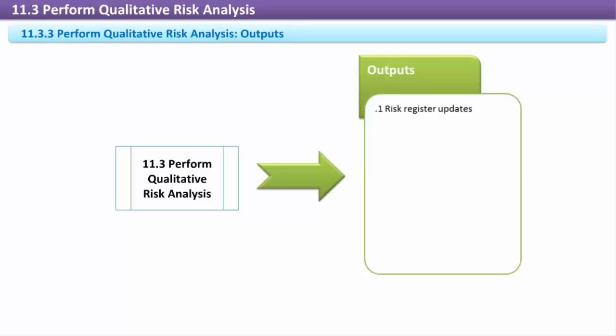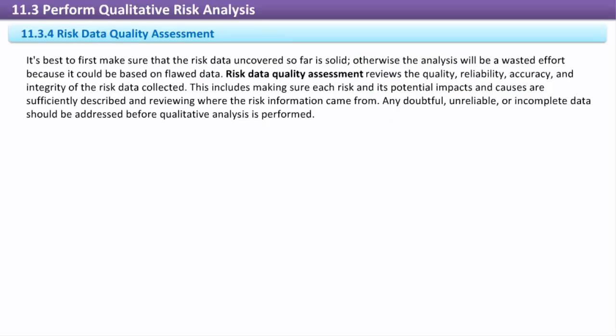The risk register is a comprehensive list of all threats and opportunities the project faces. It also contains supplementary data about each risk, including its impact, probability, risk response, budget, risk owner, and contingency and fallback plans. Risk data quality assessment. It's best to first make sure that the risk data uncovered so far is solid. Otherwise the analysis will be a wasted effort because it could be based on flawed data.